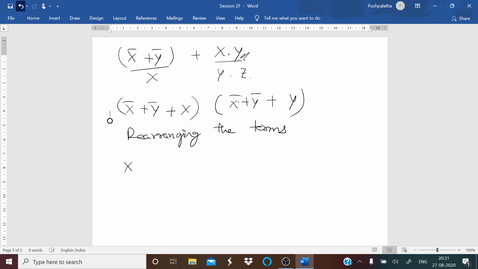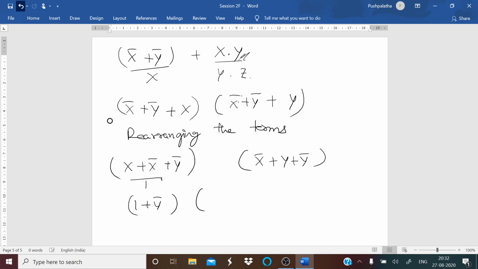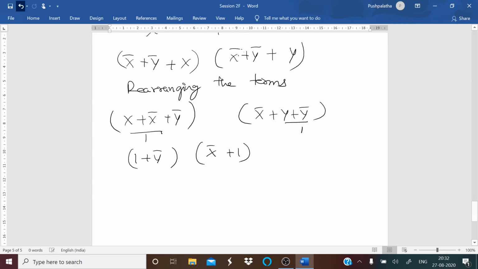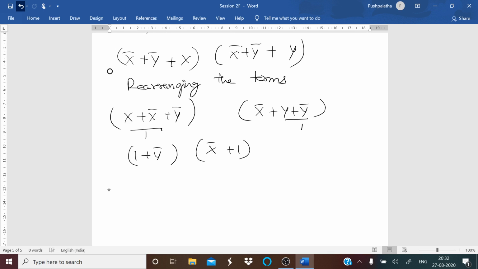We have x plus x bar plus y bar and again x bar plus y bar. Okay, so what is x plus x bar due to the complementary law? It is 1. So 1 plus y bar into y plus y bar again is 1, x bar plus 1. So what is 1 plus x or 1 plus x bar? This is 1. So 1 into x bar plus 1 again is 1. So this is 1. Hence you have proved the first part.